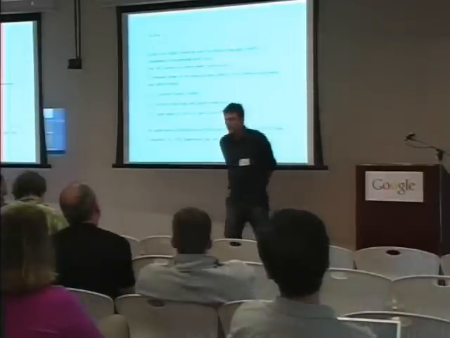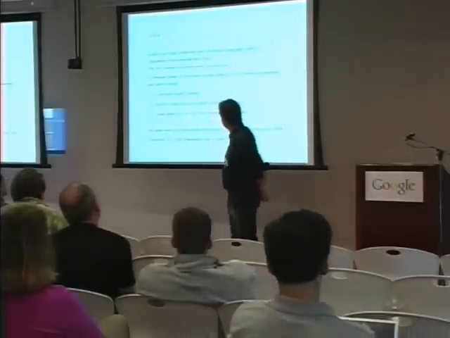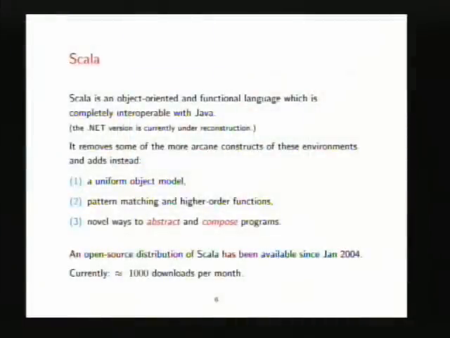So to come to Scala, Scala is an object-oriented and functional language, and its other characteristic is that it's completely interoperable with Java. There's also a .NET version, which is currently under reconstruction. That means that it lags behind in the versioning. The latest version currently exists only on the JVM. So what we did is we removed first some of the more arcane constructs of these languages, such as, I believe, static members of classes.